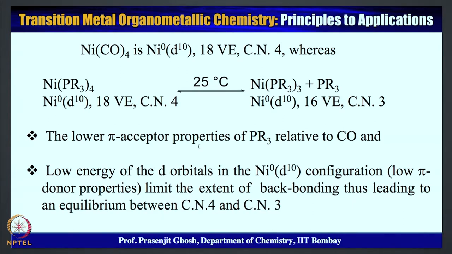As a consequence, because of the lack of back bonding, this complex stays in equilibrium, favoring a different complex, Ni(PR3)3, losing a PR3 ligand. Here too, nickel is in 0 and d10 system, but with 16 valence electron count, having coordination number 3.